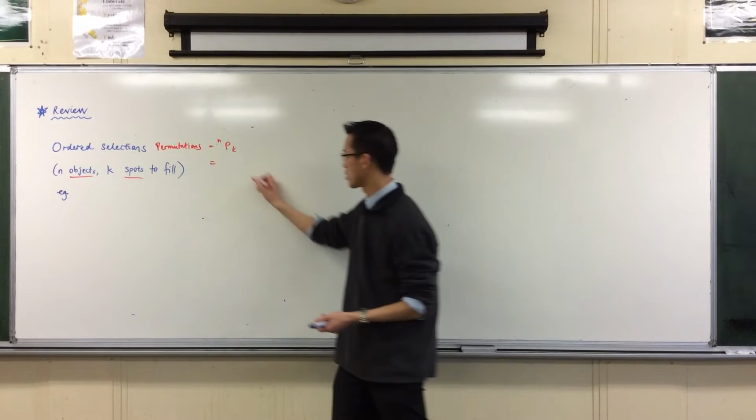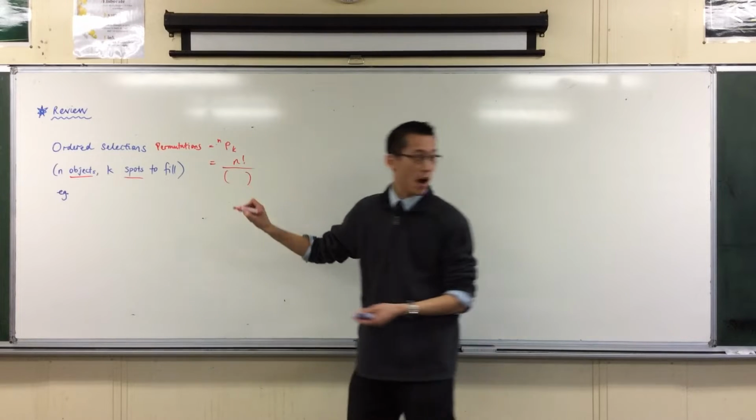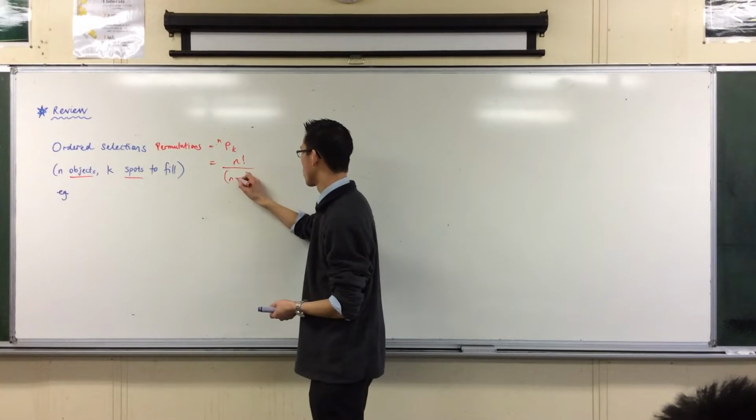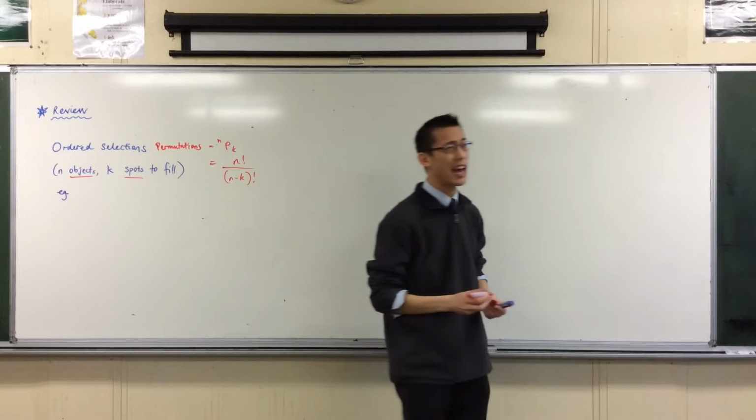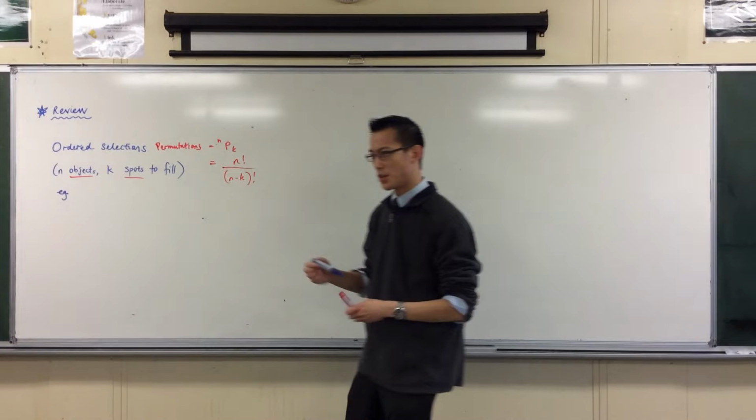What's the fraction? What's on the top? n factorial, good. And then we're dividing by n minus k factorial. Why is it n minus k? So the idea was you had your spots.